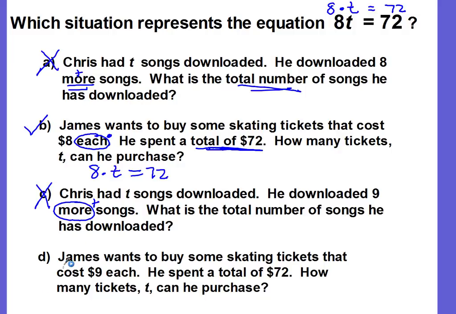And the last choice, James wants to buy some skating tickets that cost $9 each. He spent a total of $72. How many tickets T can he purchase? So the total matches, but the tickets cost $9 each. And in our equation, it should be $8, not the $9. So D cannot be your answer.